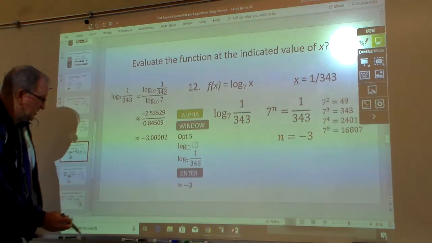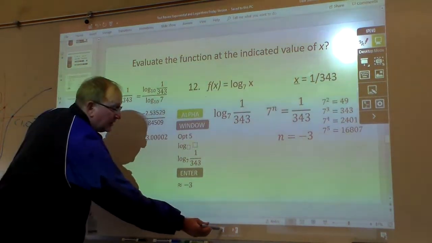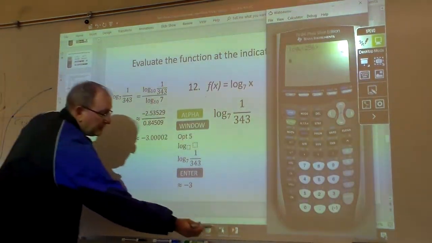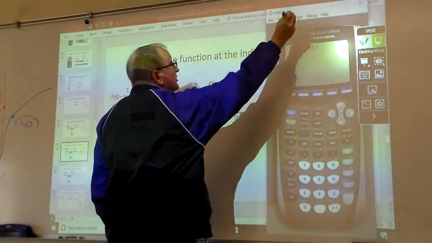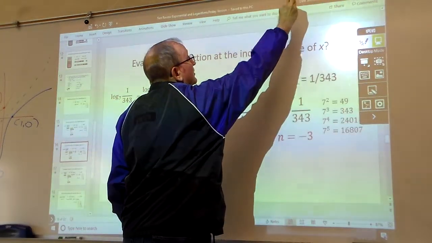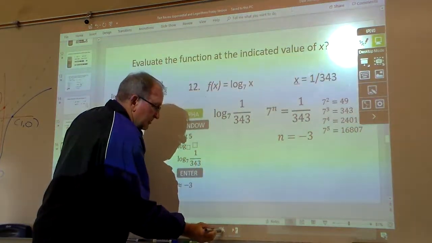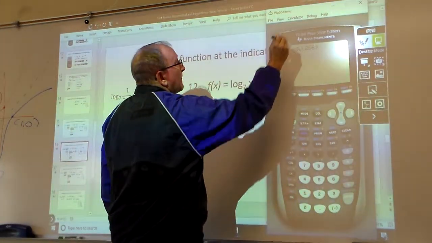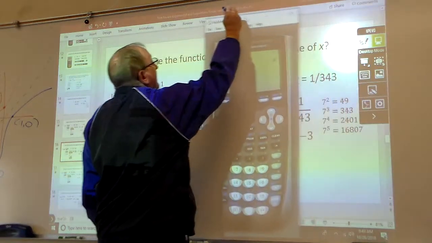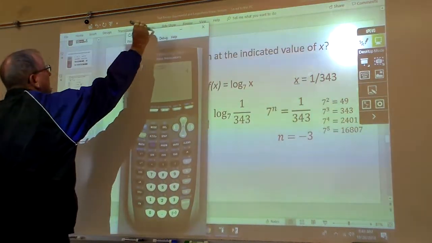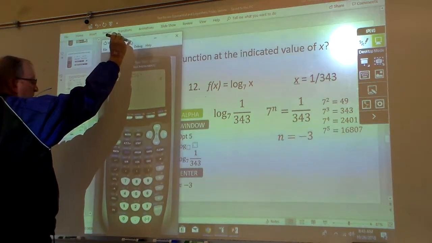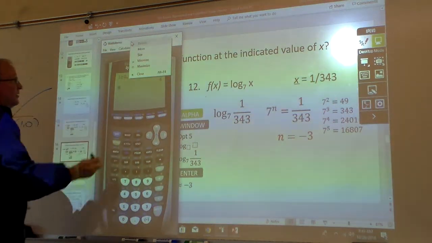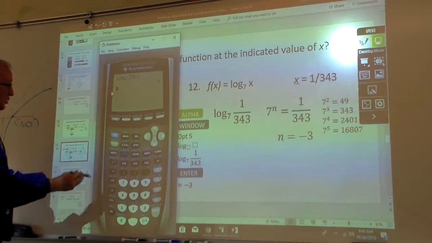But to me, the easiest thing to do is to go to your calculator and just what? Oh, wait a minute. I want to put this back over here. I just want to keep it. Our problem is I need to be able to slide the slides. So I'm going to put that right there. Okay.